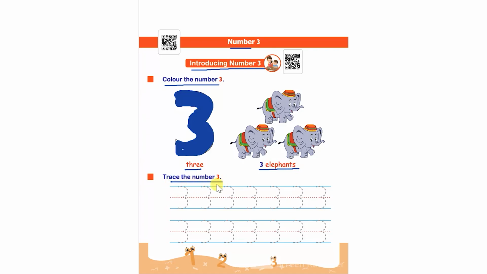Trace the number 3. Here in the 2 rows the child has to trace the number 3 like this, and they have to complete tracing the same in these 2 rows.